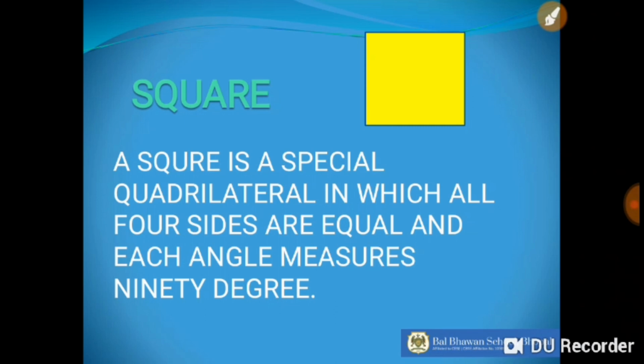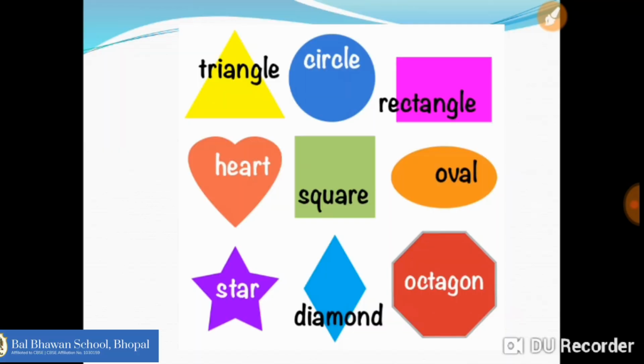The next type of quadrilateral is a square. A square is a special quadrilateral and what makes it so special is that all 4 sides are equal in a square. And there are 4 corners. At these corners, 4 angles will be formed. These 4 angles are 90-degree angle. We also call them right angle. So children, we have learned about these quadrilaterals.